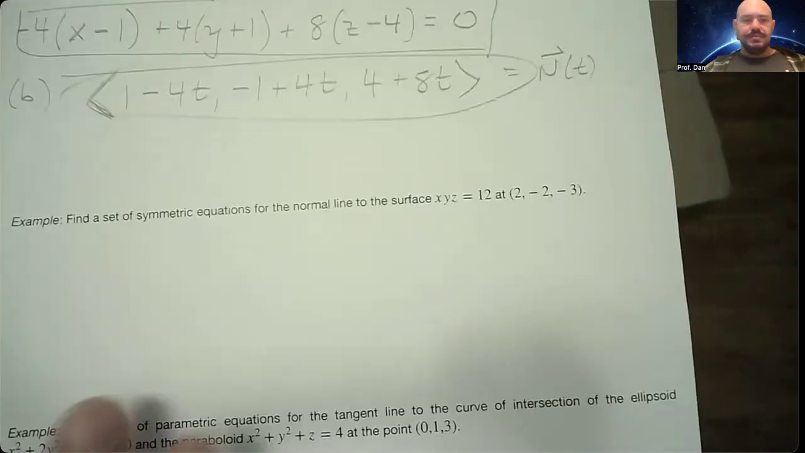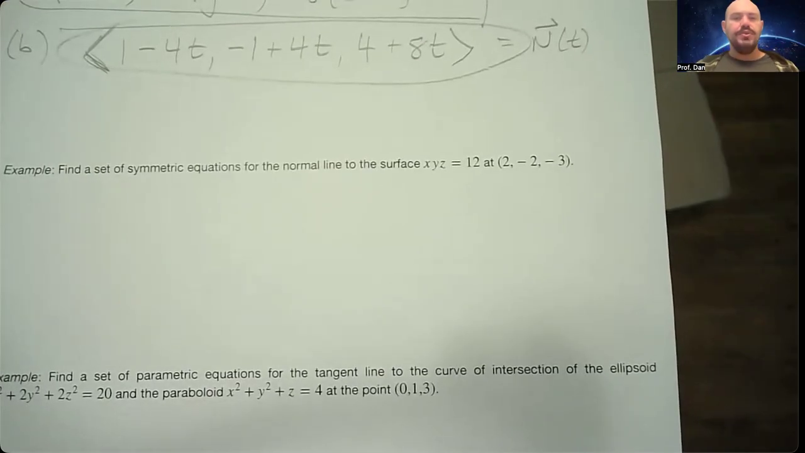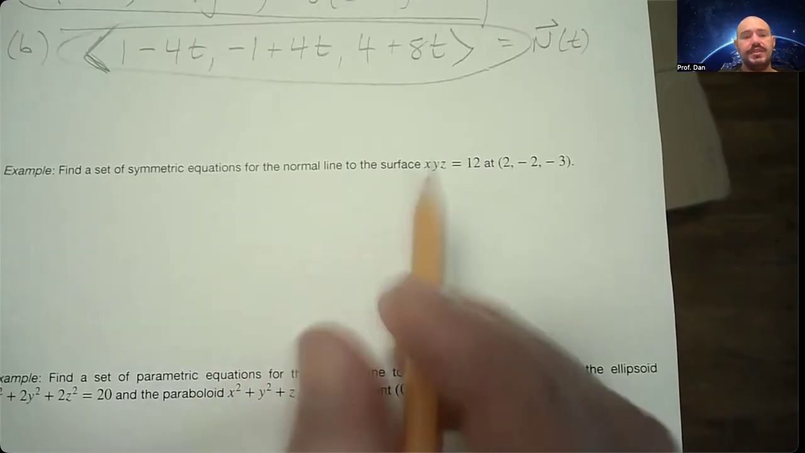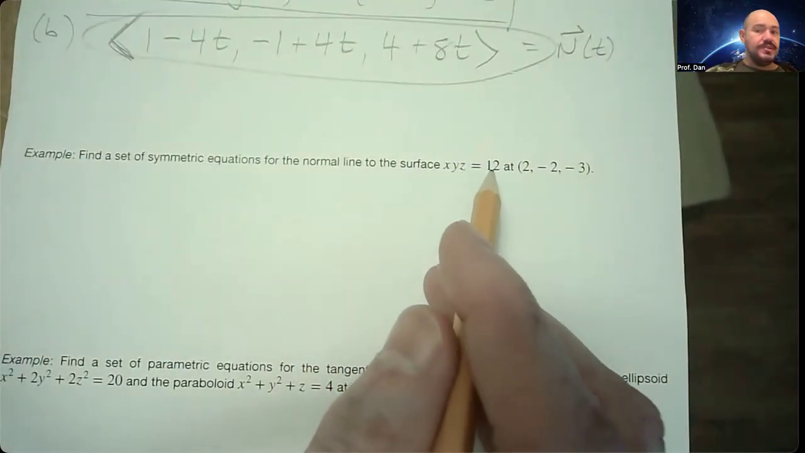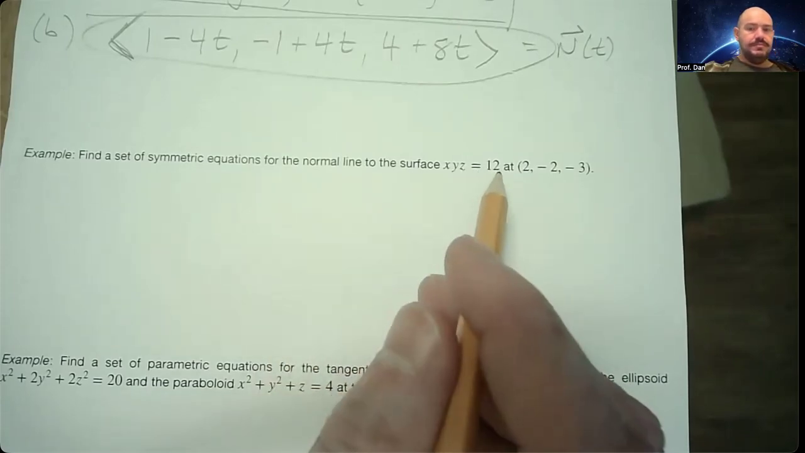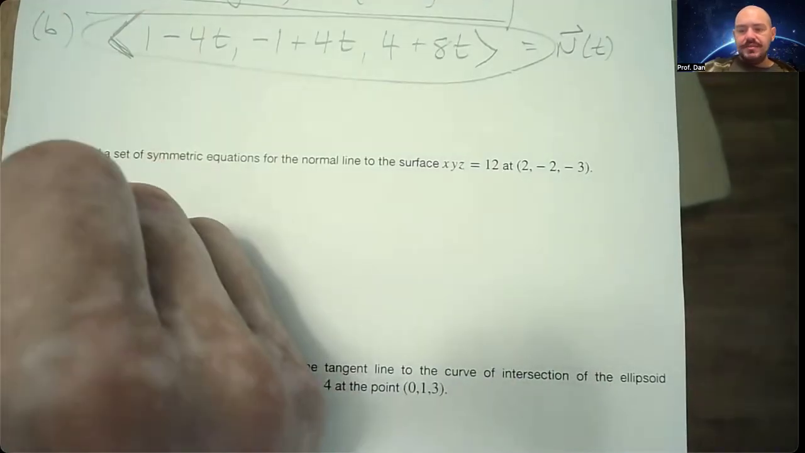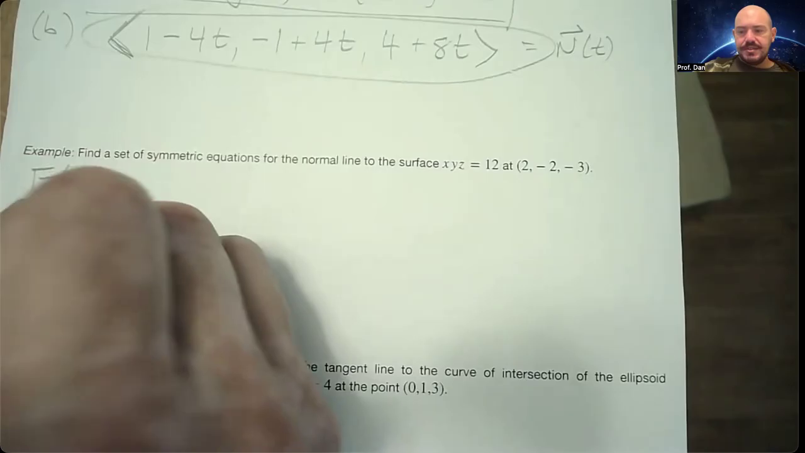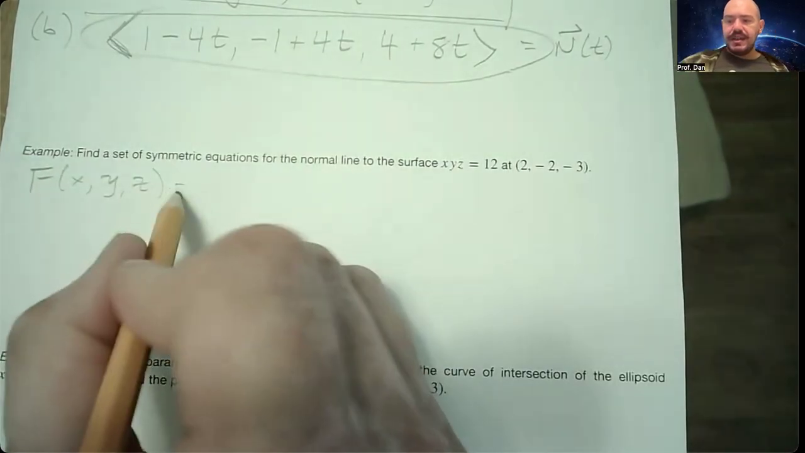Okay, so the next one, we want to find a set of symmetric equations for the normal line to the surface xyz equals 12, and then they give us a point. So again, as long as the right-hand side is a constant and only a constant, or just 0, we don't really need to do any rearranging. With that said, our capital F of x, y, and z this time is just the left-hand side, xyz.